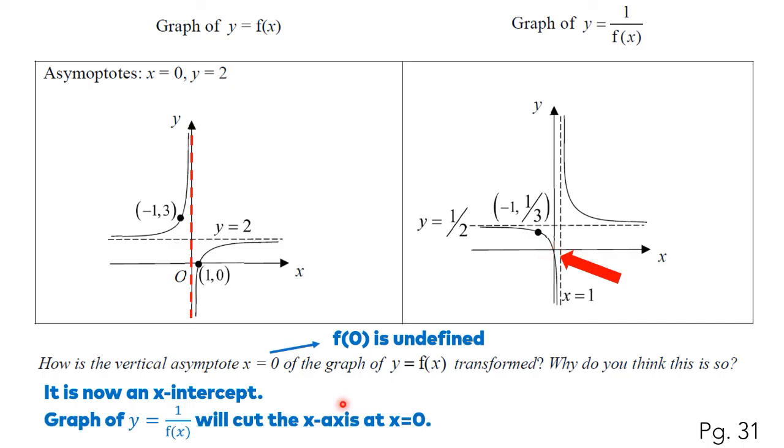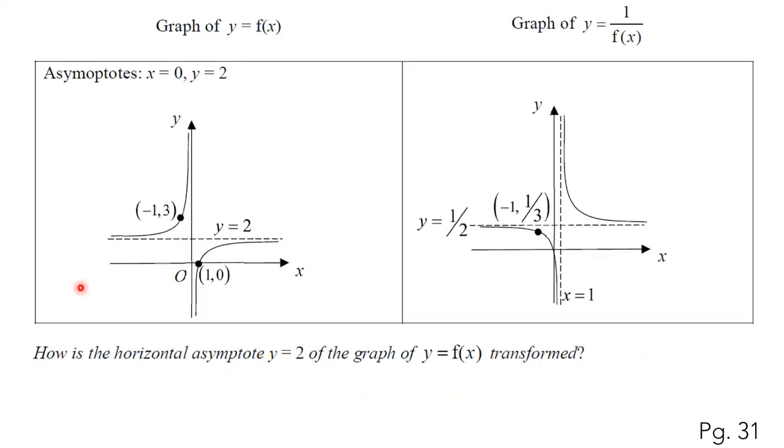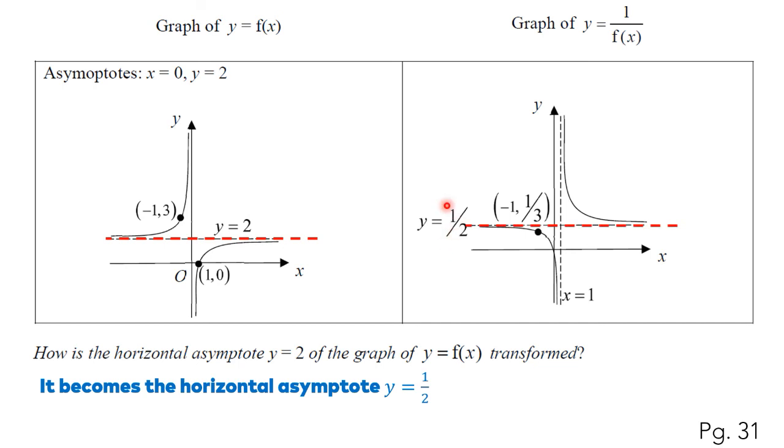Not going to provide too much explanation in the written form. You can just say that the graph will cut the x-axis at x equals 0. Finally, the last feature, the horizontal asymptote y equals 2. I think it is not surprising that it will now become a horizontal asymptote at y equals half, because if the y values were approaching 2, then when we take 1 over 2, this should be the value that the graph will now approach.